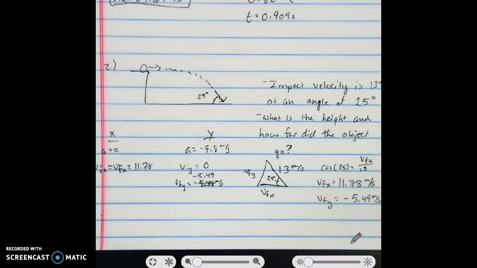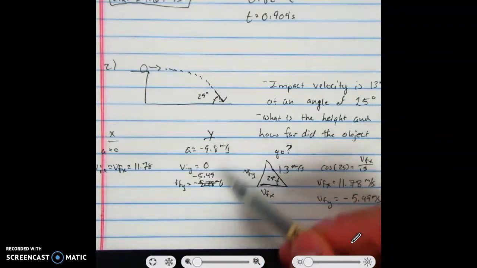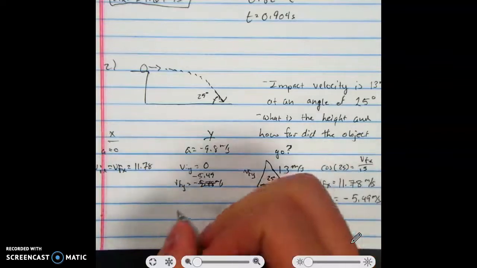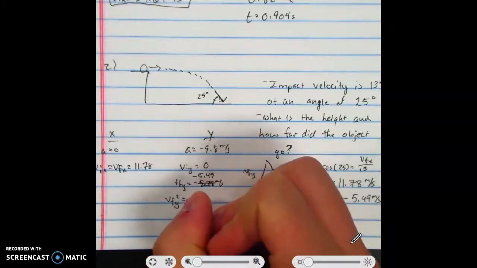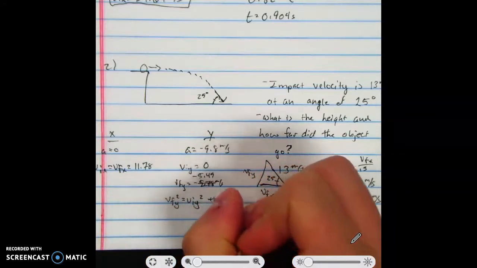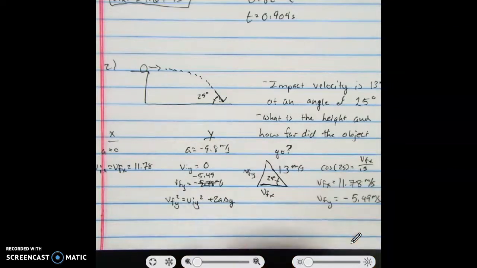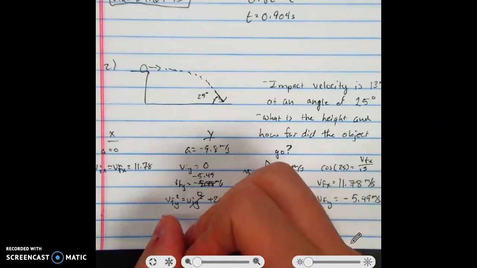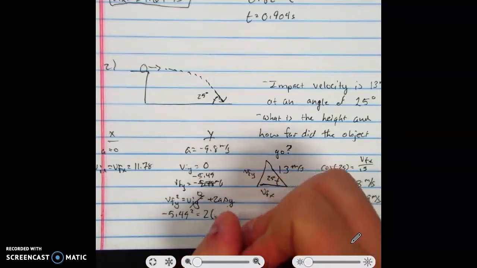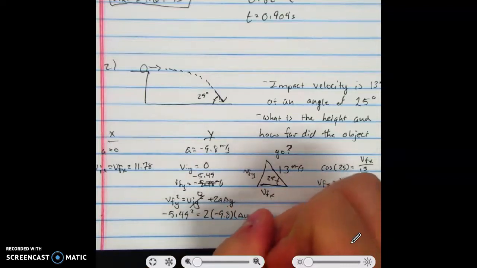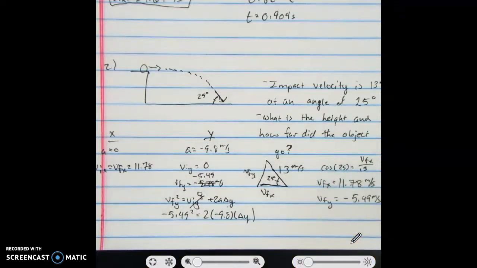I can now solve for some stuff because I have enough information, especially in the y-axis, to solve for a few things. So for the y-axis, I can say v final y squared is v initial y squared plus 2a delta y. I can solve for my delta y. So I have negative 5.49 squared is equal to 2 times negative 9.8 times delta y. Squared divided by 2 times.